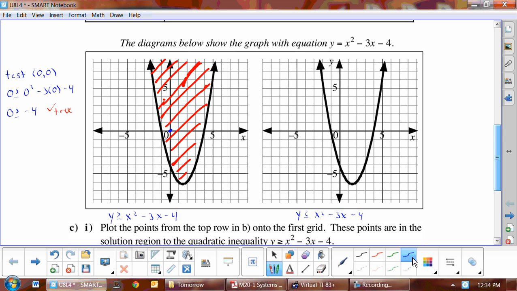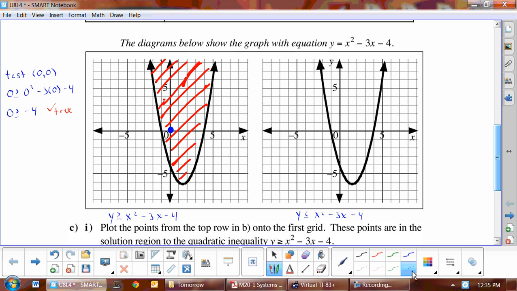Exactly. Because our test point was on the inside and our test point was true, everything on the inside gets shaded. So if they ask for the solution region, what they're looking for is a shaded part on your graph.